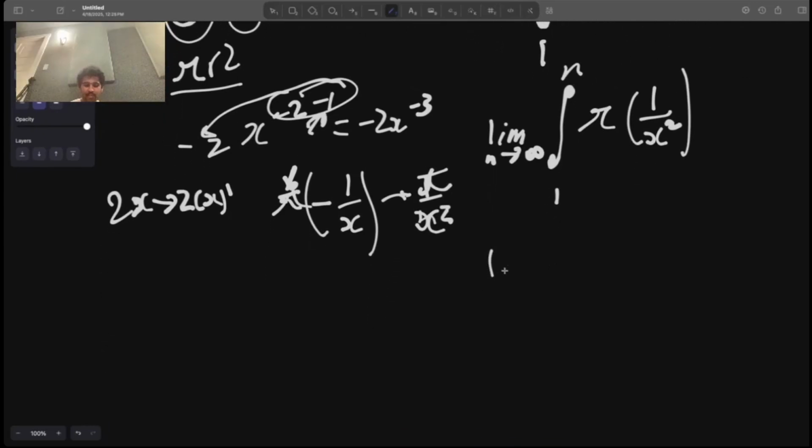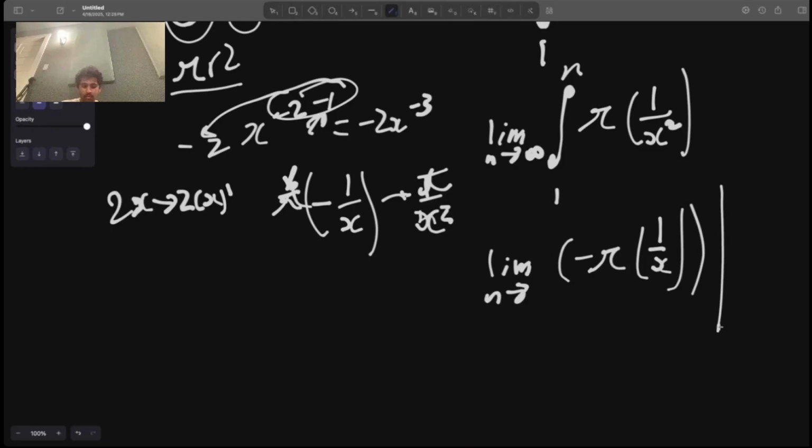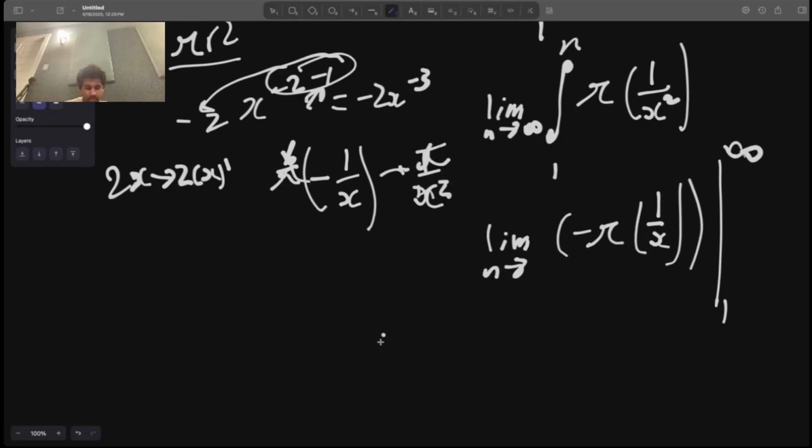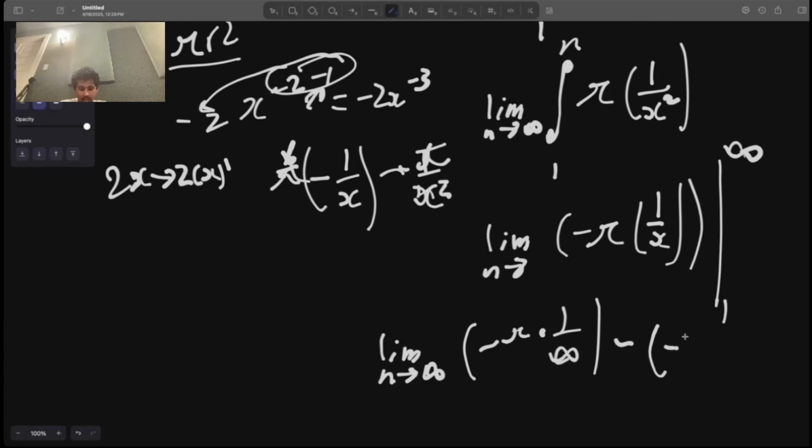So, all we have to do now is, we've got our antiderivative, negative pi times 1 over x, and we have to evaluate it from 1 to infinity. So, we'll first plug in infinity, which is negative pi times 1 over infinity, and we'll subtract the other value, plugging in 1, so that's negative pi times 1 over 1.